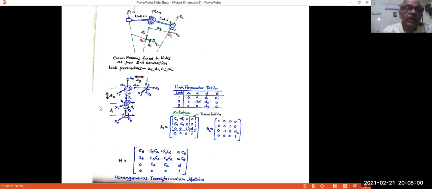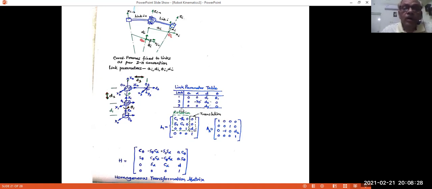So d1 will be whatever the length d1 is. Actually, this will be a constant for an RPP type robot. In fact, this will be fixed. We fix them, they don't move. D2 is going to move, D1 is not going to change.